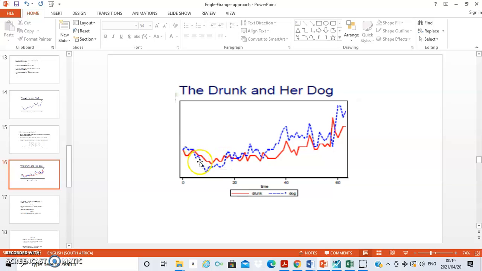If we look at this drunk and her dog, yes, there will usually be some deviation because her dog will not necessarily continuously walk the same steps as the drunk, the owner. But as time goes by, you can see that the deviation will be corrected and there will be some equilibrium in the long term. That is what we mean by co-integration of variables that are integrated of the same order. Okay, that will then constitute the end of the first part of the lecture.